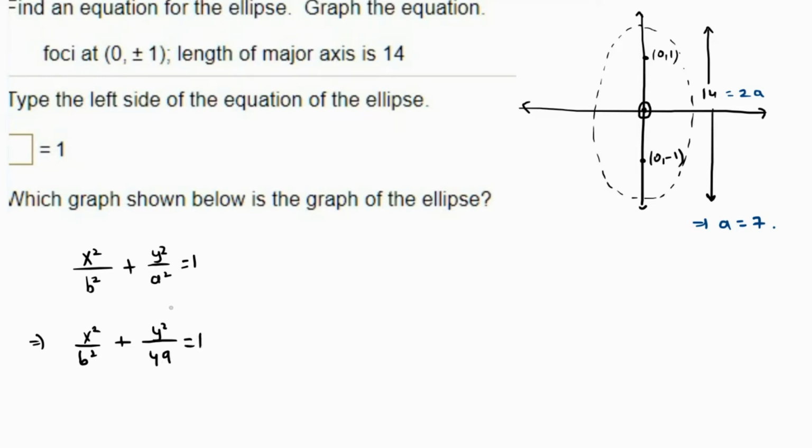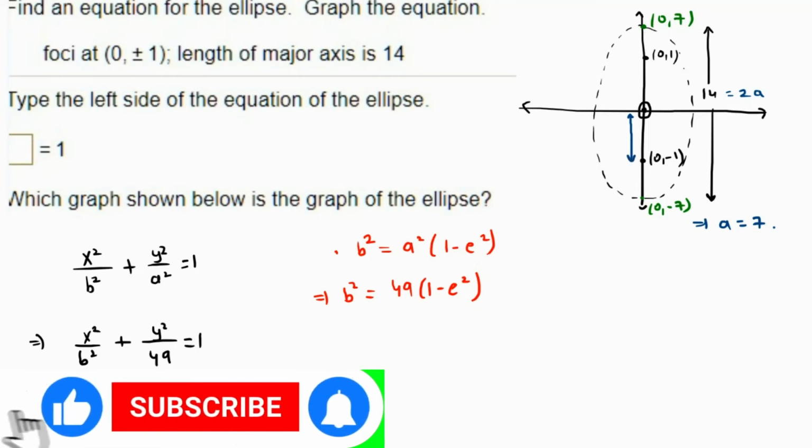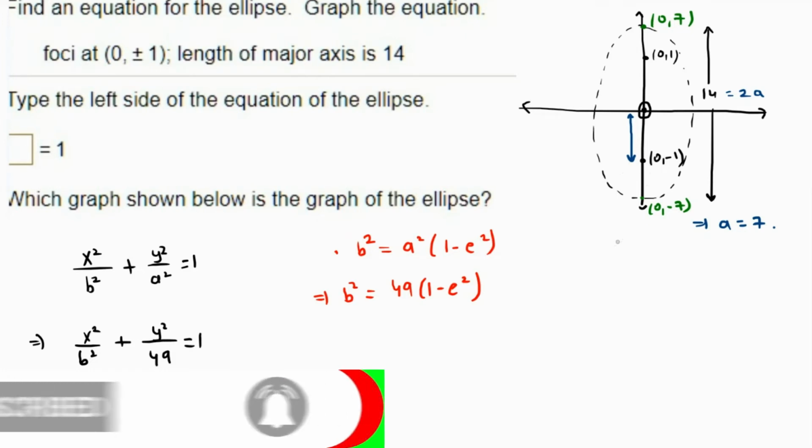Now, for the graph, the coordinates of the vertices will be (0, 7) and (0, -7). Now all we have to find is the value of b. Now we know that there is a relation that in this case b squared is a squared times 1 minus e squared. That's the relation. Now b squared is what we have to find, a squared is 49 and e is unknown. So that's where some of the analysis with the foci comes in, because the distance between the origin and the foci is 1, and that is also equal to ae.